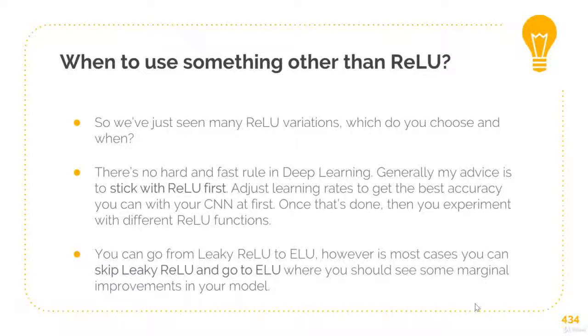Generally, a good rule of thumb is to always use ReLU first, and then you adjust learning rates to get the best accuracy you can with your CNN at first. Once that's done, then you can start experimenting with different ReLU functions. You can go from leaky ReLU to ELU as well. That's a nice progressive step you can take. However, in most cases, you can just skip leaky ReLU and go straight to ELU. I always find I get better results with ELU compared to ReLU.